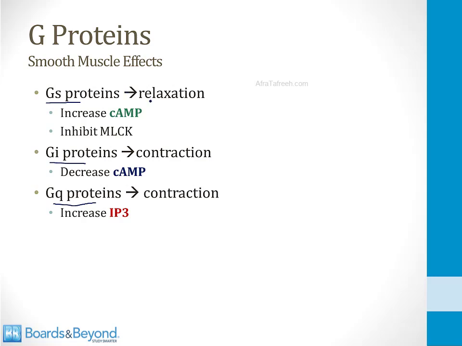The GS proteins lead to smooth muscle relaxation. They do this by raising the level of cyclic AMP, and as we talked about earlier, cyclic AMP is a second messenger that inhibits myosin light chain kinase and leads to relaxation. The GI proteins do the opposite. They decrease the level of cyclic AMP in smooth muscle cells. This leads to contraction. And then finally, the GQ proteins increase the amount of IP3. And as we talked about earlier, IP3 stimulates calcium release, and that leads to contraction.